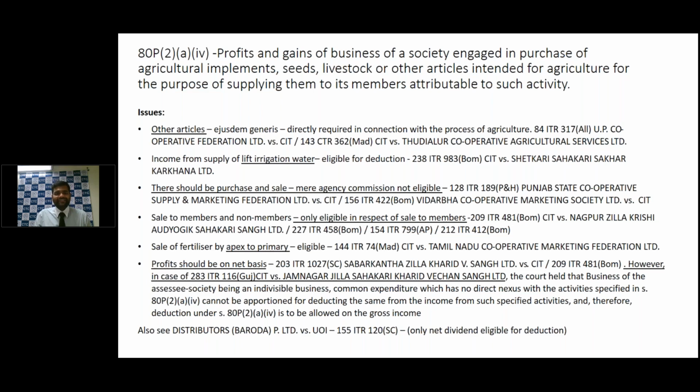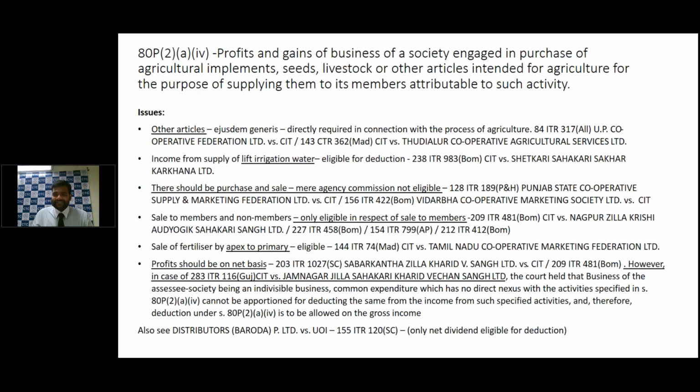Bombay High Court has held that lift irrigation water, if I install a lift irrigation scheme, I lift the water from canals and I supply it to the farmers, supply of water amounts to supply of articles, and therefore one is eligible for deduction. Here, the requirement is I should purchase and then sell it to my members. Therefore, when I am not purchasing and selling and I am merely earning some agency commission, courts have held that I am not eligible for deduction.